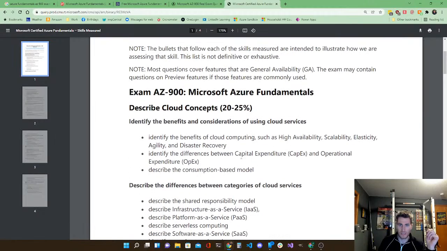So kind of going back, here's the capital expenditure versus operational expenditure. I'm live streaming.